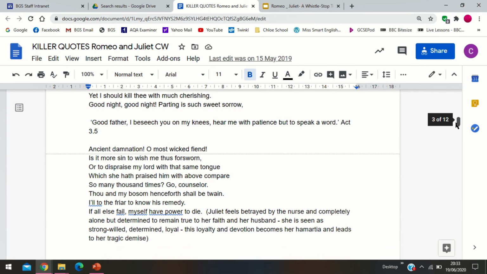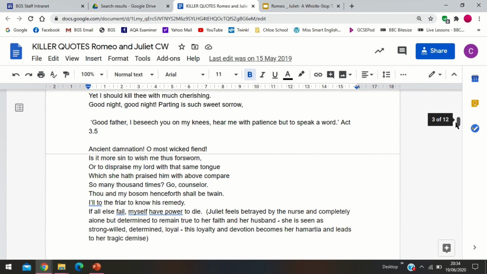As she is being forced in Act 3 to marry Paris, she literally begs her father on her knees, "Good father, I beseech you on my knees, hear me with patience, but to speak a word." And obviously, it does not go down well for Juliet. He refuses to listen and threatens to disown her if she does not go through with the wedding. So we see her rage and anger at the end of this scene when she's been cast aside by her mother and her father, and the nurse has given her poor advice.